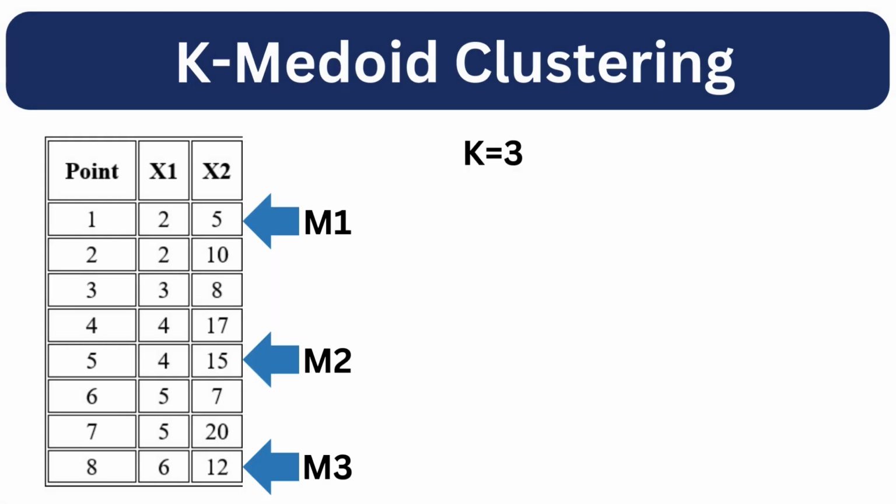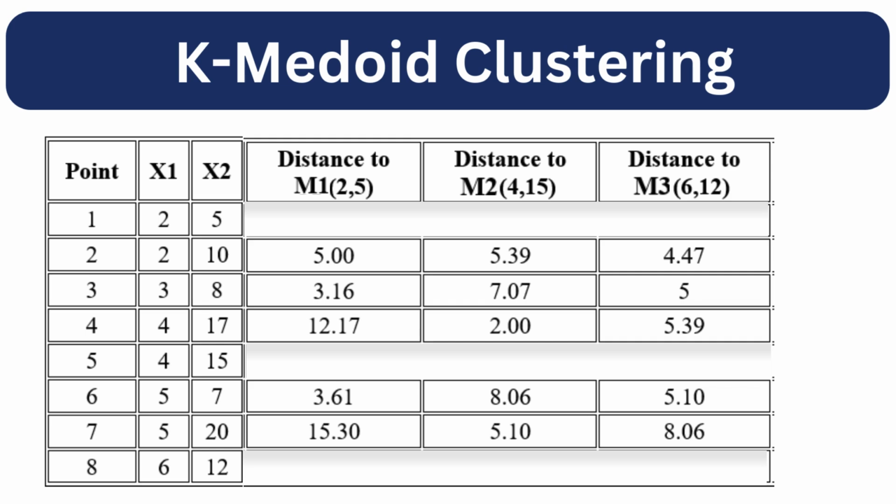Now we will discuss K-Medoid clustering with the same data example. Step 1 in the K-Medoid clustering is the same as in K-means clustering. We set the value of K and randomly select 3 cluster centers. In K-Medoid clustering, we don't call them cluster centers or centroids. We call them medoids.